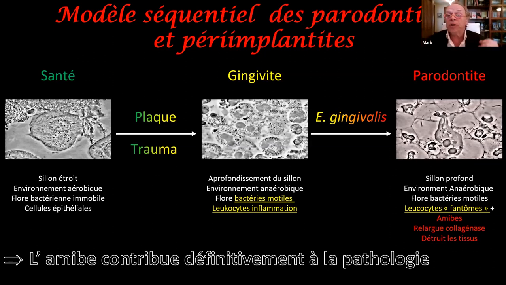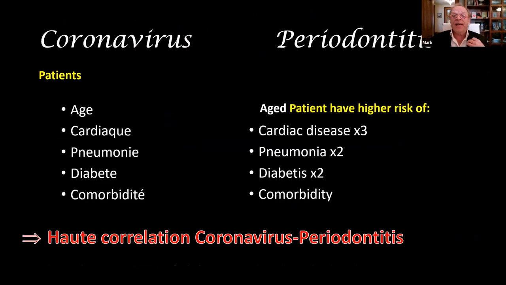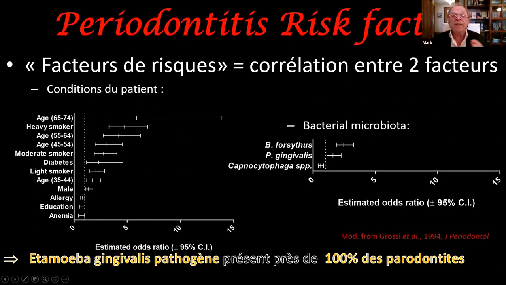Definitively, this is periodontal disease. If you look at periodontitis, we find patients with age, cardiac disease, pneumonia, diabetes, and comorbidity. Curiously, coronavirus has the same distribution, so there is a high correlation between those two. Is there any question we could ask ourselves? Let's see about risk factors.